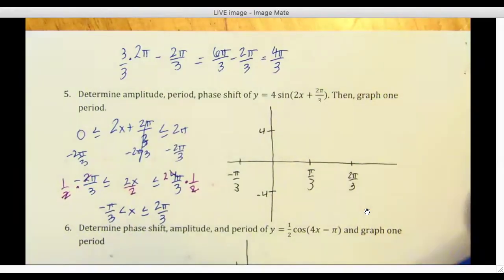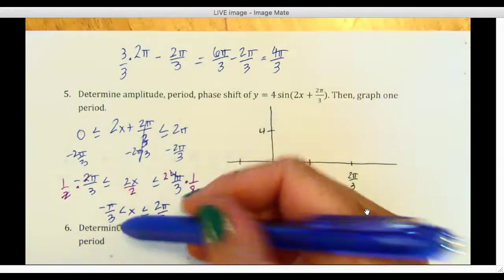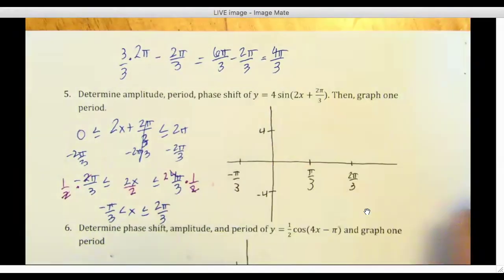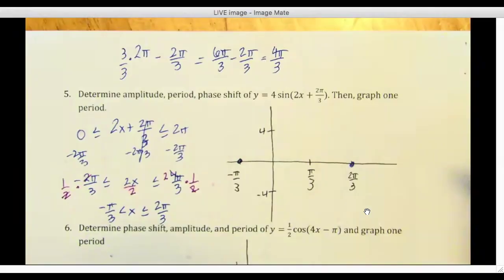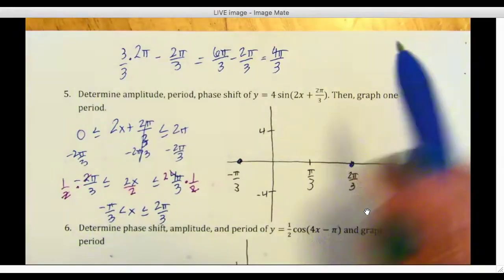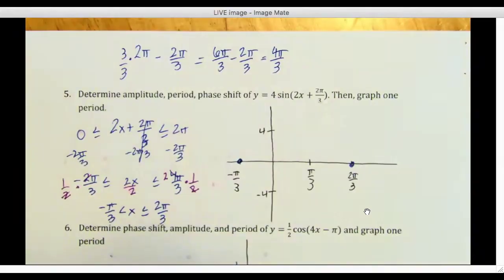My amplitude is 4. So it's starting at negative pi over 3 and ending at 2 pi over 3. So it starts and ends at 0, and I need to find that halfway point. There's a couple ways you can find the halfway point. One option is for us to try and come up with a common denominator that I can count by here. Another way is for us to add these together and divide by 2.